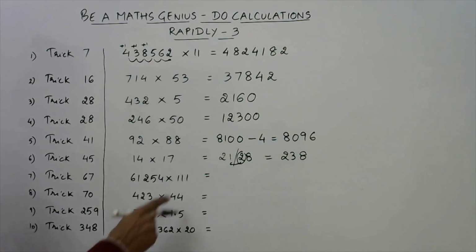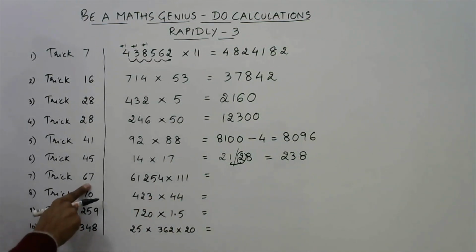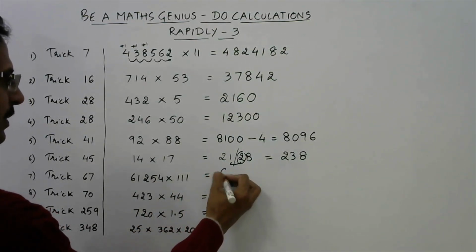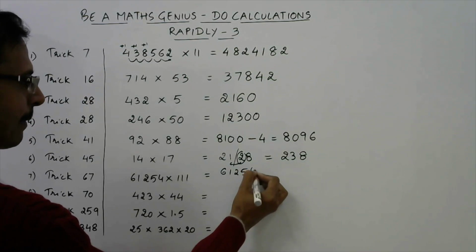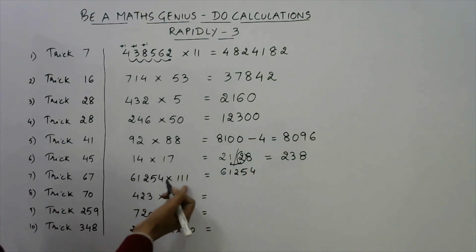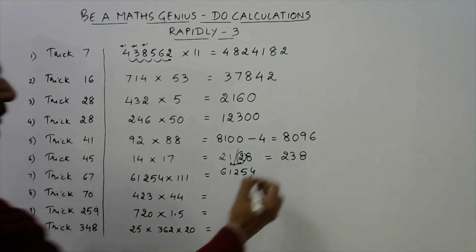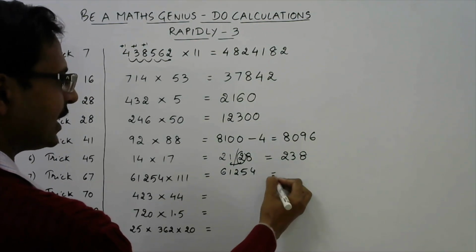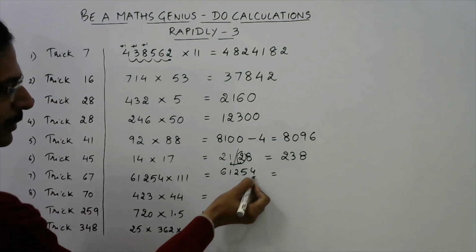Now see multiplication by triple one, discussed in trick number 67. In this case, this number 61254. This is all we require. We don't need to write this 111. How do we do this? Now see, I write the answer here. Start from the unit place, 4.